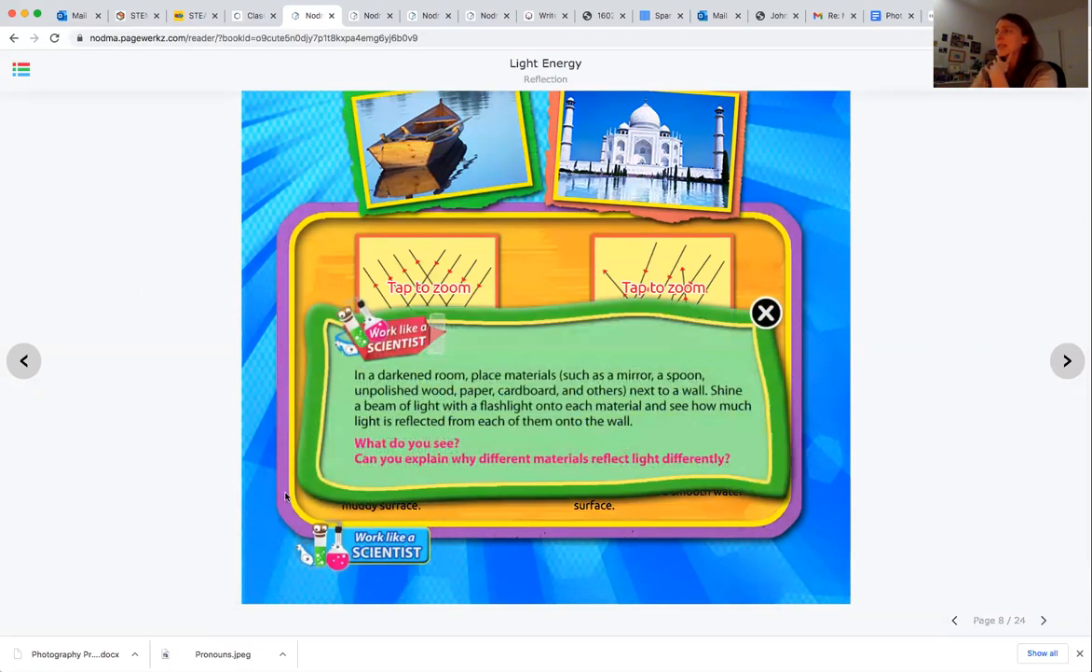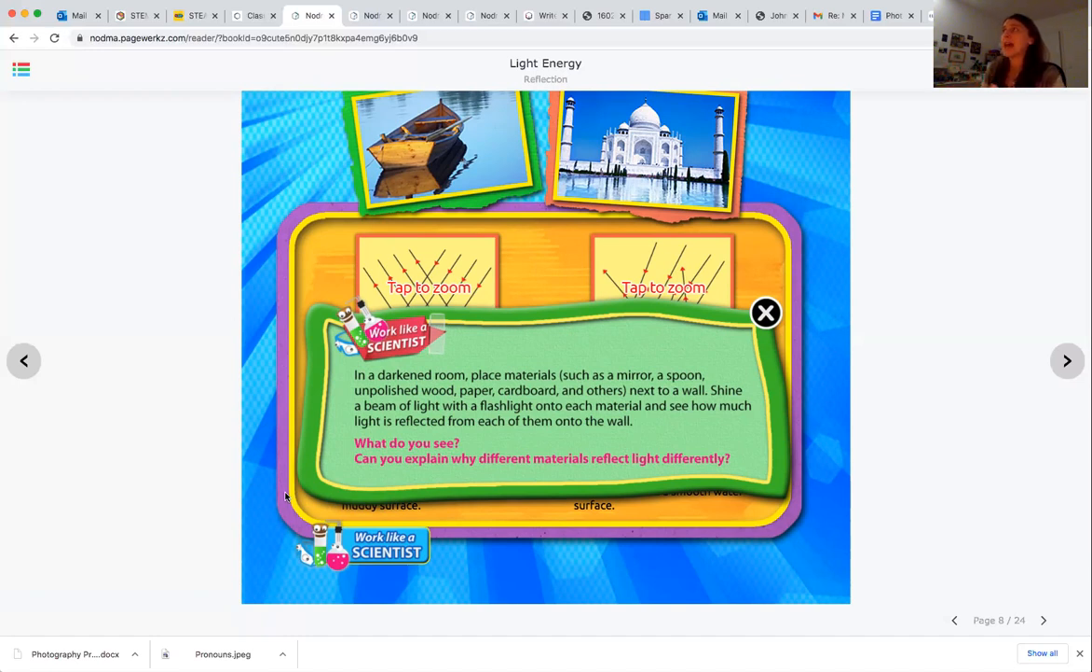So again, this is a little experiment that they can do in a darkened room. Place materials such as a mirror, a spoon, unpolished wood, paper, cardboard next to a wall, and it's the one that you actually just saw. So it's just going over really what was done before, but it gives it a bit more of a guided sort of teacher's way of saying, do this, do that, do that.